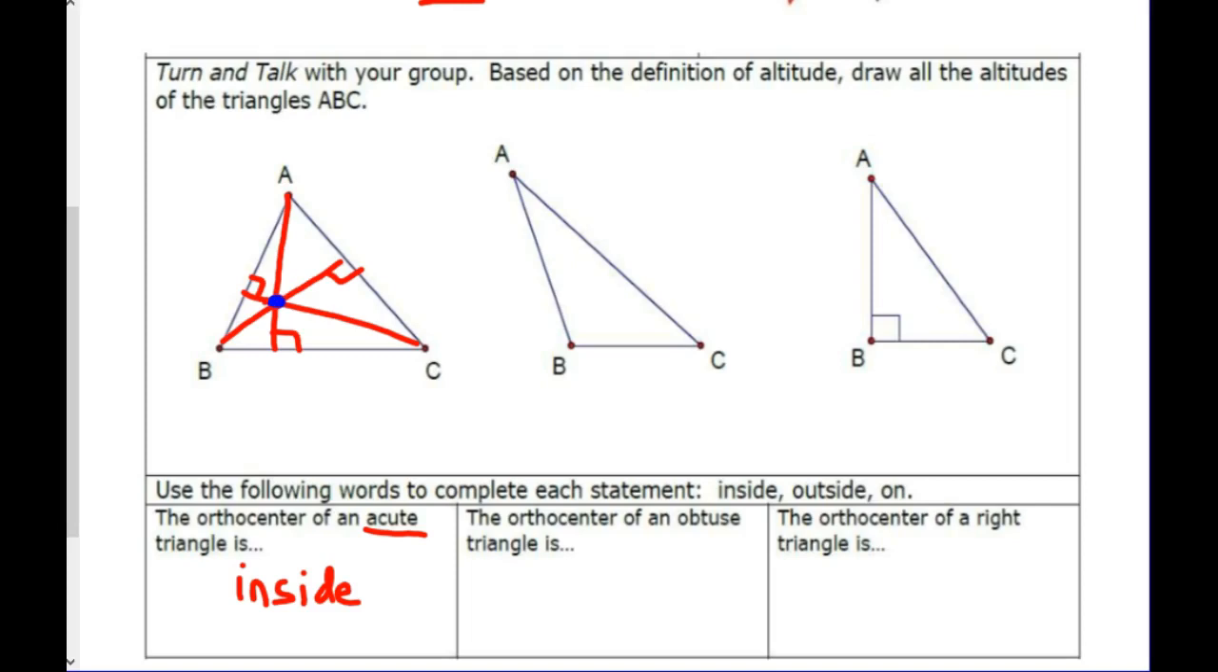Now, this next triangle has an angle bigger than 90. What's that called? Obtuse. Now, if it's obtuse, this is going to get weird. So follow me. From a vertex, it's supposed to be perpendicular to BC. The only way to do that is if I extend the line straight down, which makes a right angle. If you have an obtuse triangle, the altitude is outside. It's the only way it can make a right angle.